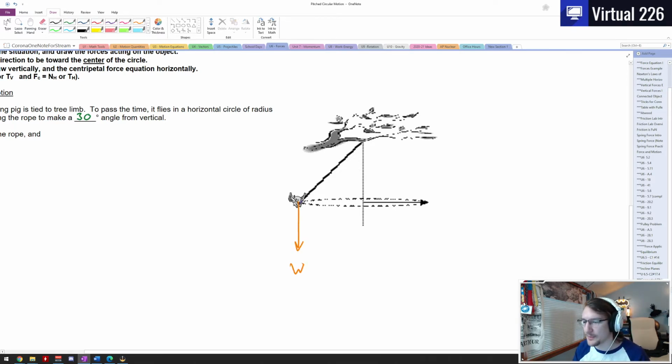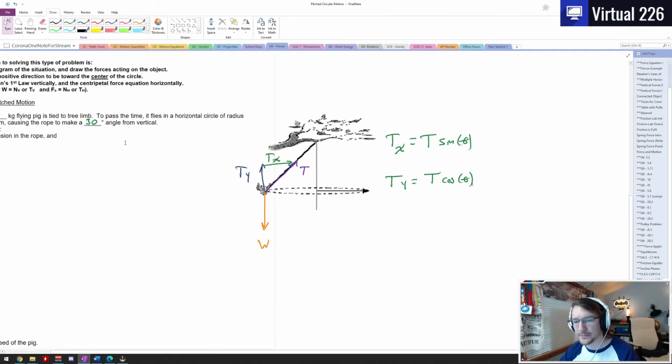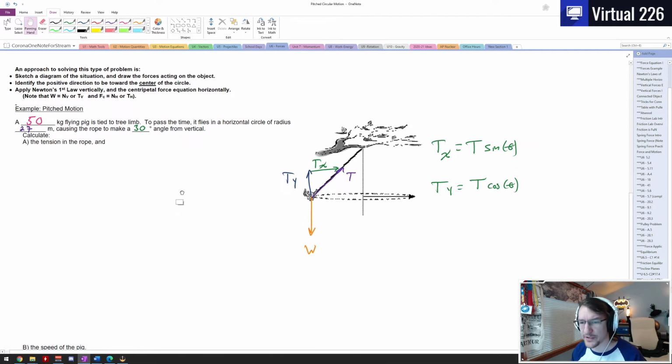We know that there is some tension pulling it up to the right, and we know that there are two components of this tension force, Ty and Tx. And we know that Tx here is going to equal the tension multiplied by the sine of theta, and we know that Ty is going to equal the tension multiplied by the cosine of theta. And if you haven't watched those videos, like I said, watch that previous video, see that derivation, see how we work through that.